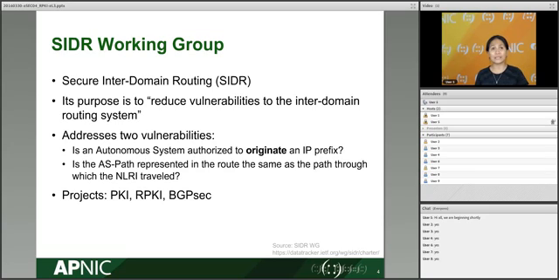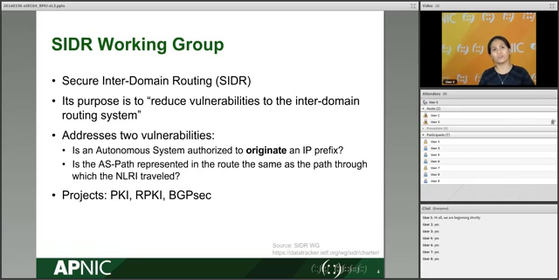So the purpose of SIDR, Secure Interdomain Routing, is to look for ways and opportunities and come up with specifications to reduce vulnerabilities to the interdomain routing system. So two main things that they are looking at are these two questions. Is an autonomous system authorized to originate an IP address prefix? Okay, if I have an IP address block, can I announce this from this network, from this AS?